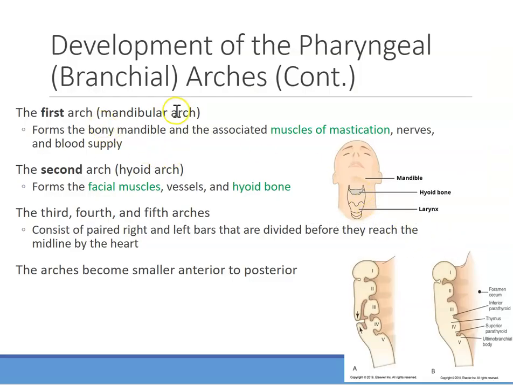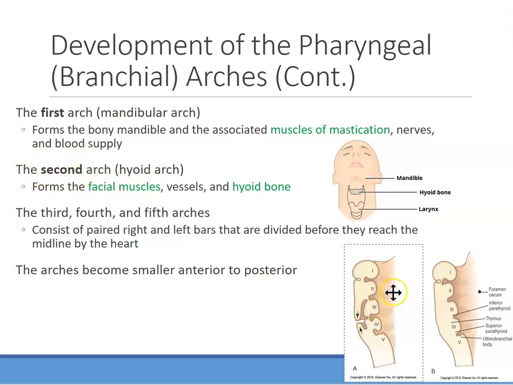So the first arch, also known as the mandibular arch, what does it make? What comes from this first arch? What derives from this first arch? And the answer is muscles of mastication. So mastication means chewing. When we're chewing, there are muscles involved in chewing, and we'll look at that in another slide. But what you get from the first arch is the muscles of mastication. You also get nerves and blood supply, but what I really want you to know is that the first arch makes the muscles of mastication, the muscles we use for chewing, and there's 4 of them, which we will look at later.